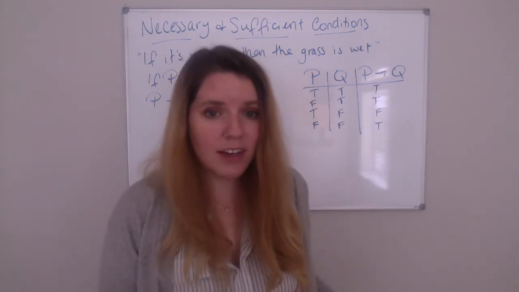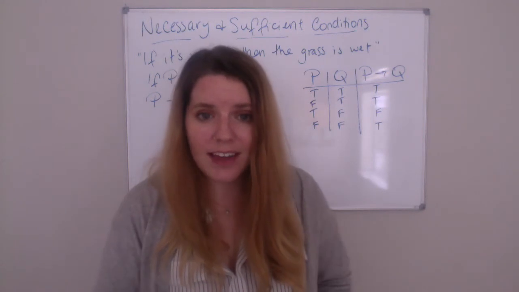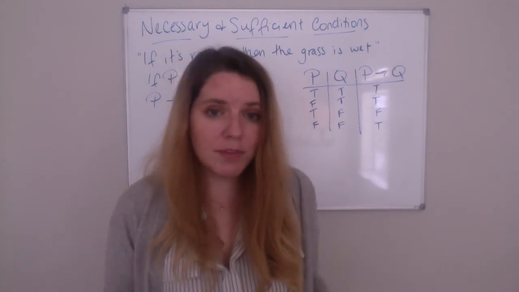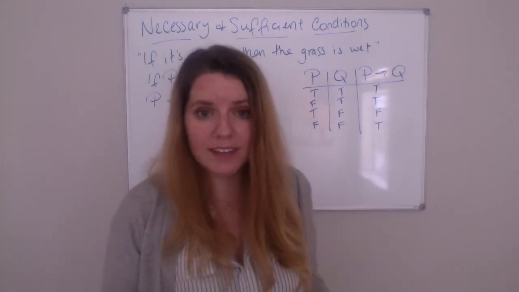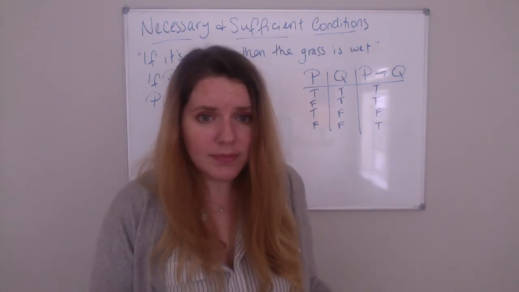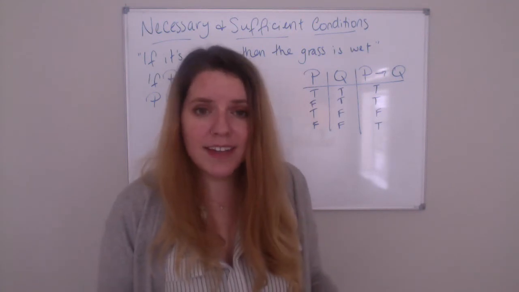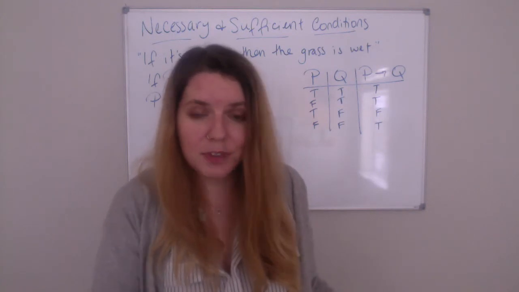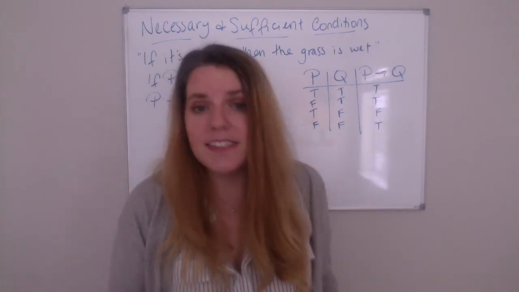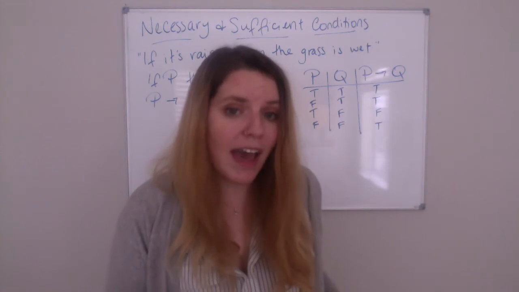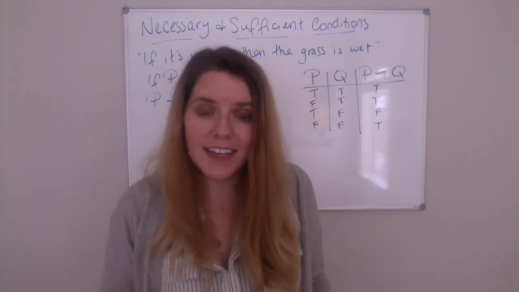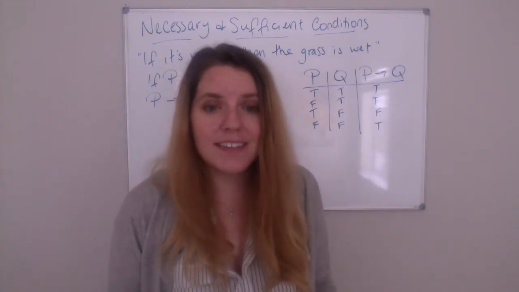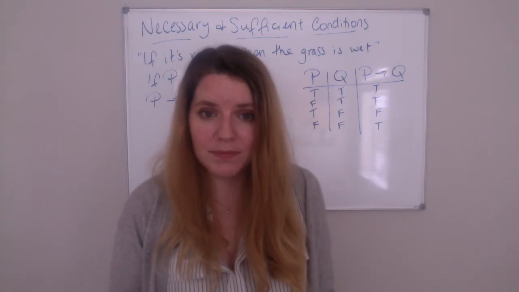We could have left the sprinkler on, or I could drop my drink outside on the grass. So there's a number of ways that we could end up with wet grass without it having rained. And that means that wet grass doesn't guarantee rain. Wet grass then isn't a sufficient condition for rain. But again, since it's necessarily the case that we will have wet grass when it rains, that means that wet grass is a necessary condition for rain.